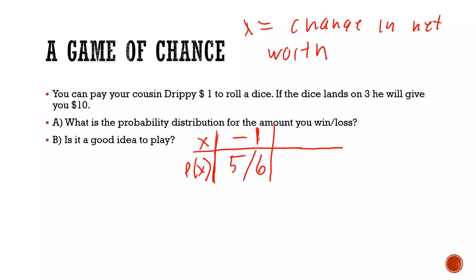Here's another question. So that's losing. The other outcome is winning. What is X associated with winning? Who thinks it's plus $10? It's 9. Why is it 9? Yeah, you lost that dollar. That's a mistake that students make with these things, so make sure to account for what you have to pay.